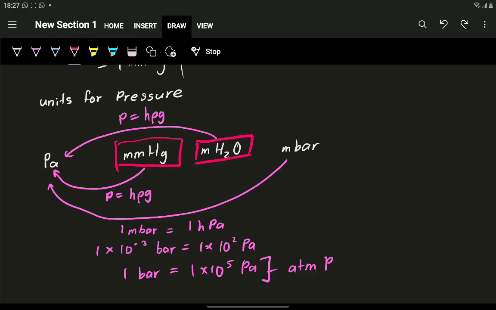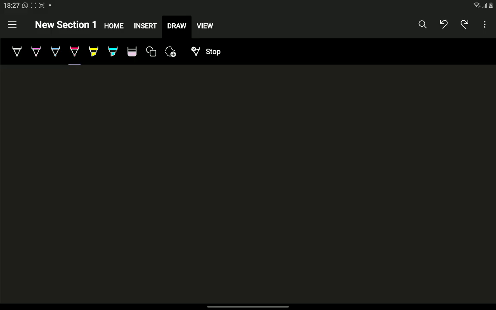While mbar is much different. One mbar is 1 hPa, which means 1 times 10 to the power of negative 3 bar, because it's milli, is equal to 1 times 10 to the power of 2 Pascal. So if we convert it, 1 bar is equal to 1 times 10 to the power of 5 Pa, which is the atmospheric pressure.